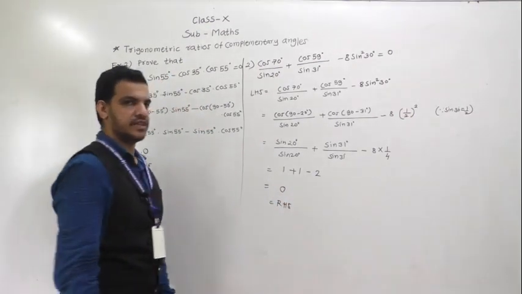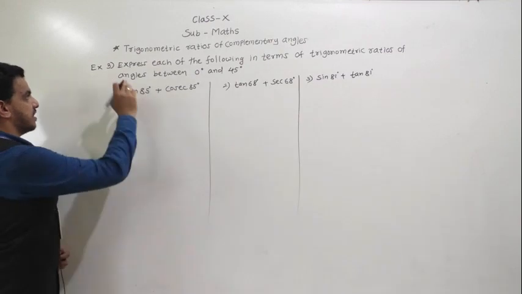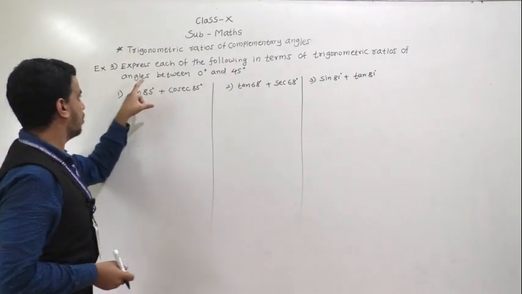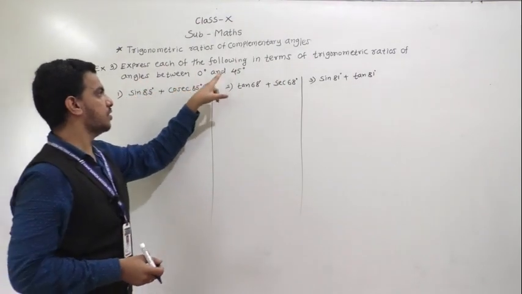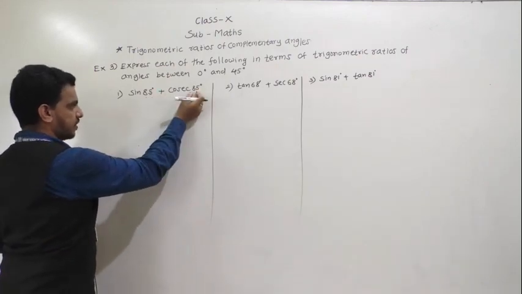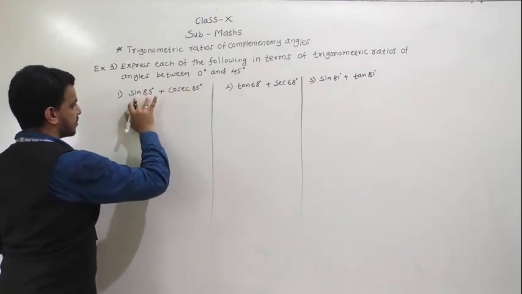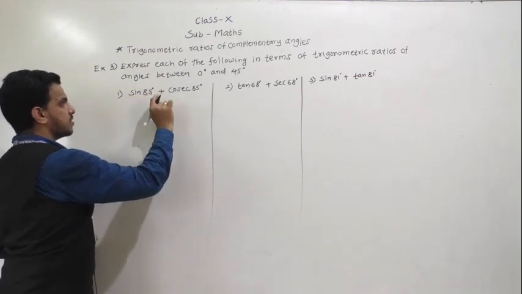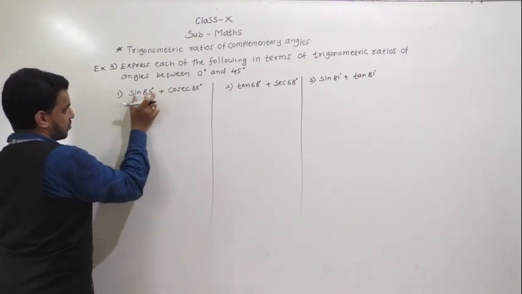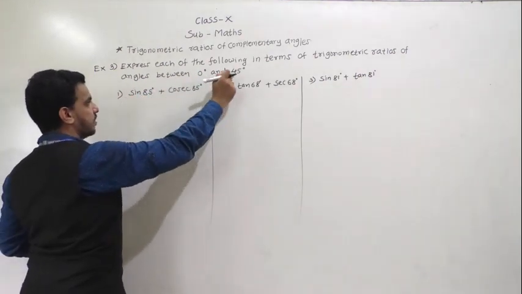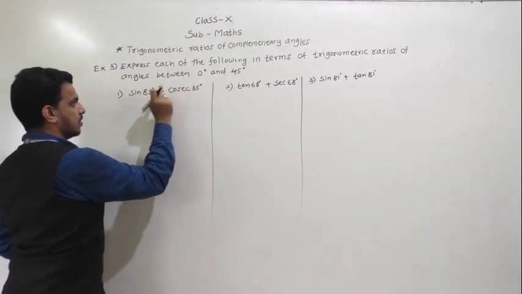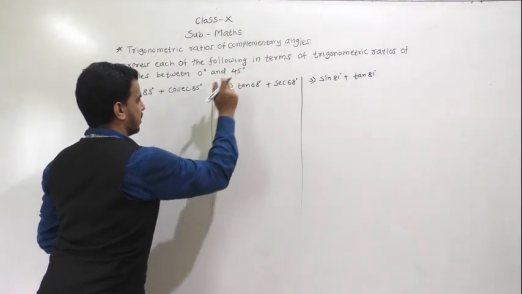Okay, now we will take the next example. The third example is: express each of the following in terms of trigonometric ratios of angles between 0 degree and 45 degree. Here the angles given are 85 degree, 85 degree. So these trigonometric ratios we have to express in terms of other trigonometric ratios with angles between 0 degree and 45 degree.